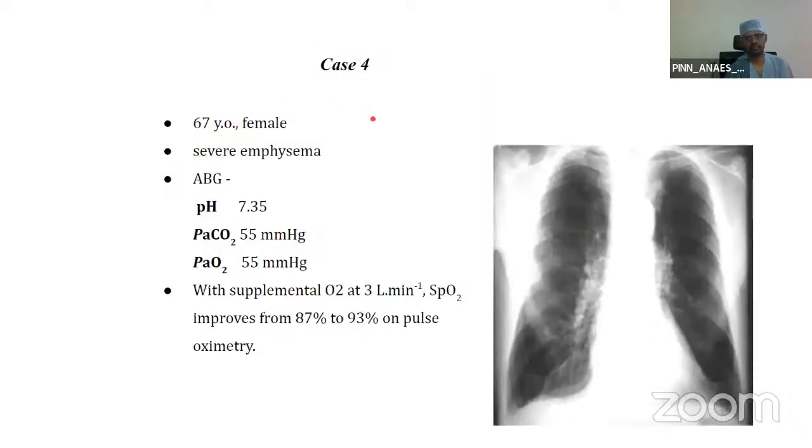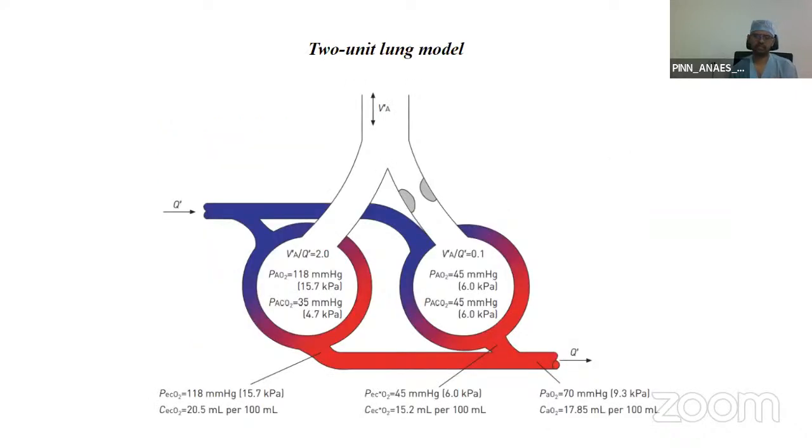So case 4, a 67-year-old female has severe emphysema. Her ABG showed a pH of 7.35, a PaCO2 of 55, and a PaO2 of 55 millimeters of mercury. She has both hypercarbia and hypoxemia. With supplemental oxygen at 3 liters per minute, her saturation improved from 87 to 93%. So to explain this, we need to move from the single unit lung model to a 2 unit lung model.